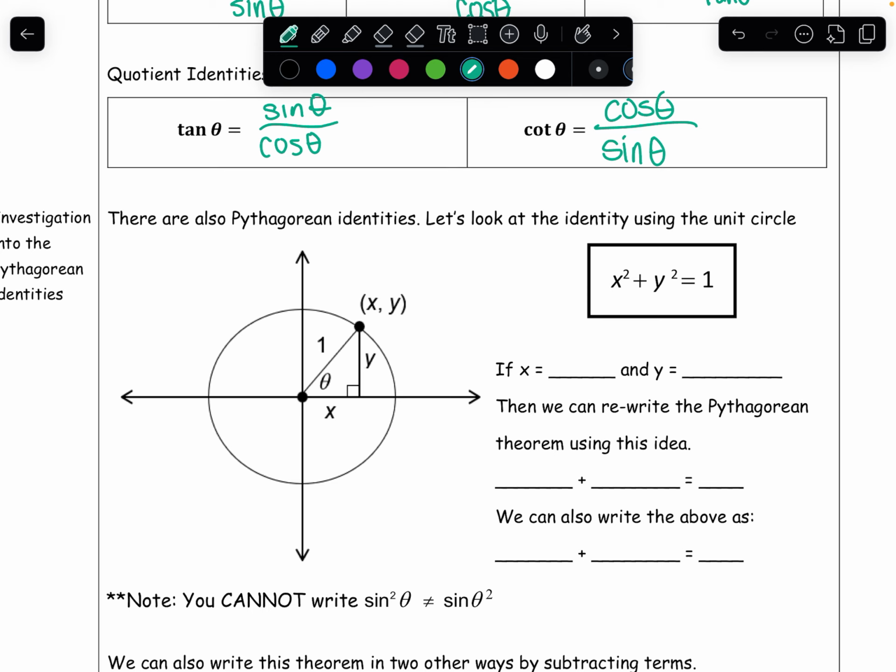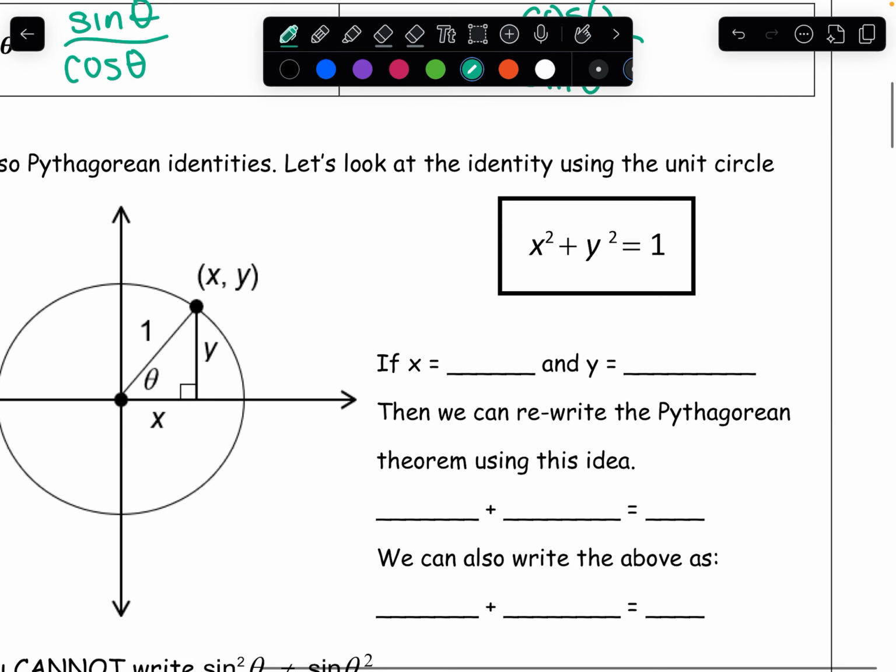Let's first look at our Pythagorean theorem using the unit circle. So usually it would be a squared plus b squared equals c squared. Well, our a squared is x squared, b squared is y squared, and c squared is 1, because we're working with the unit circle, and 1 squared is 1. So that's how we get that x squared plus y squared equals 1.